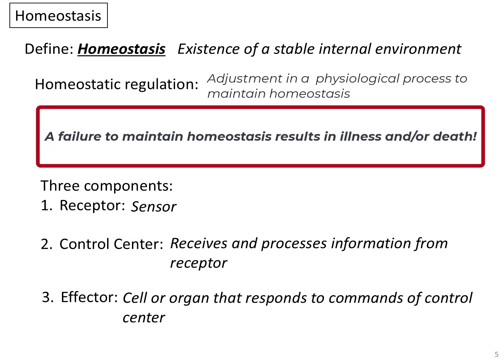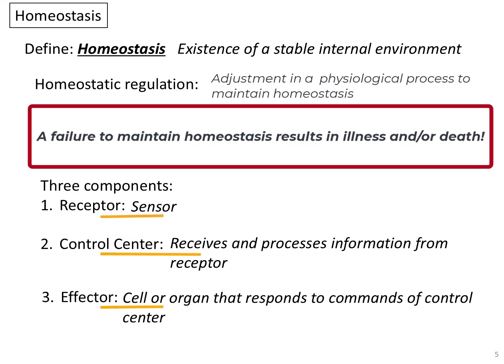There are three components to what is often called a homeostatic loop. These three components include the receptor, control center, and effector. Each component plays a critical role in maintaining homeostasis. The definitions for each of these are provided on this slide.